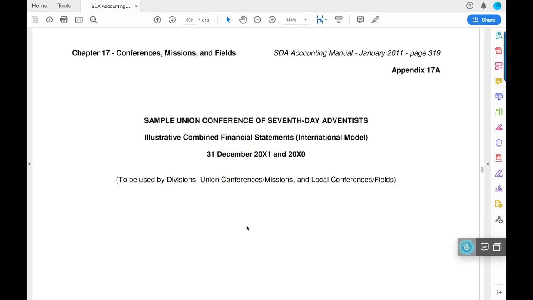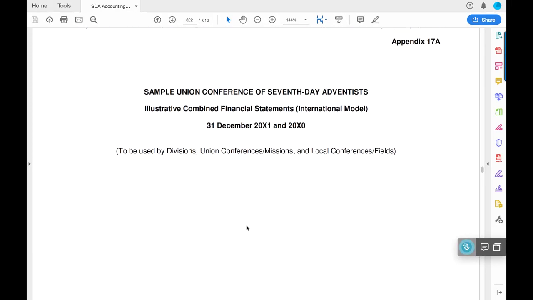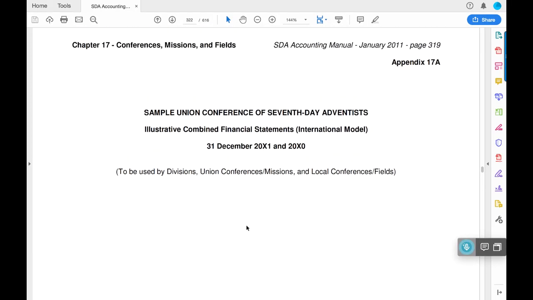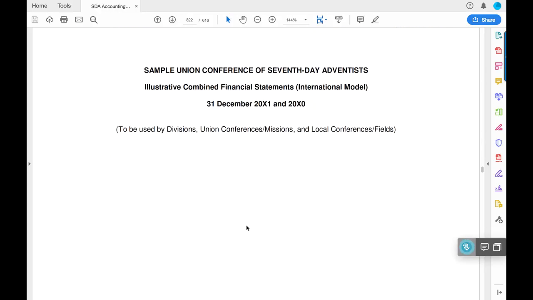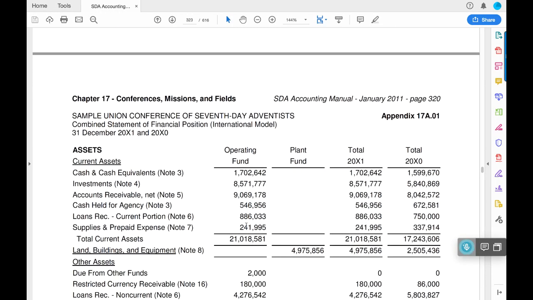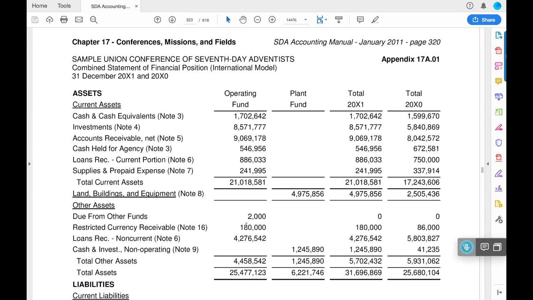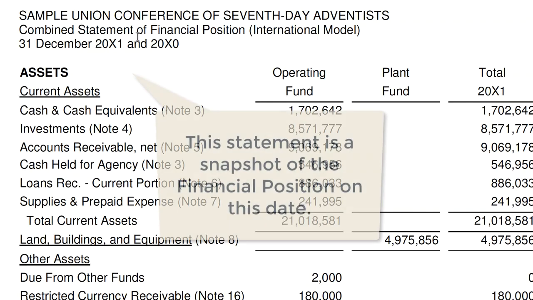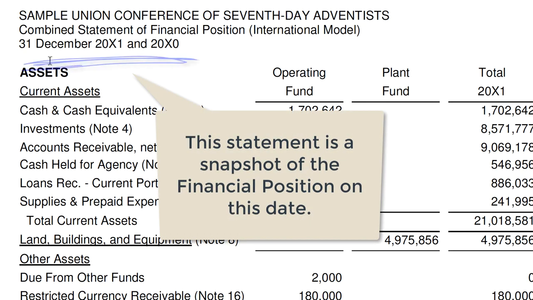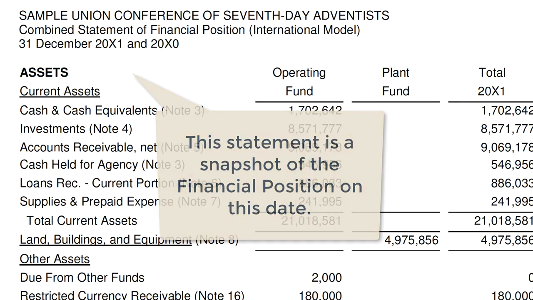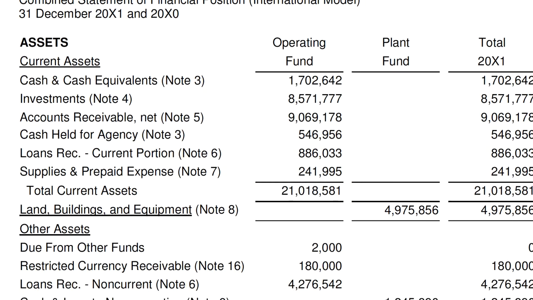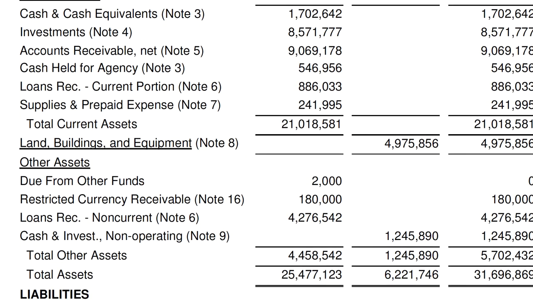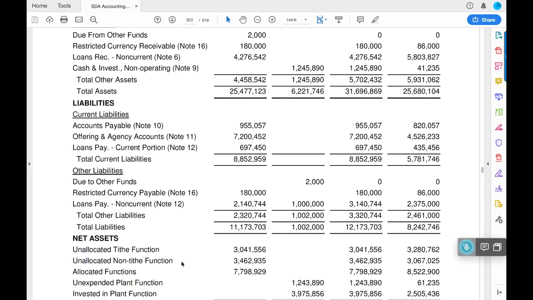Okay, now let's take a little bit of an overview of what these statements look like. So this is the helicopter view of all the statements. We start off and we have what is referred to as a statement of financial position. The statement of financial position is as of the last day of your accounting year. So this is the numbers as of that date. It's a snapshot of your financial position. Okay, we'll come back to that in a second.